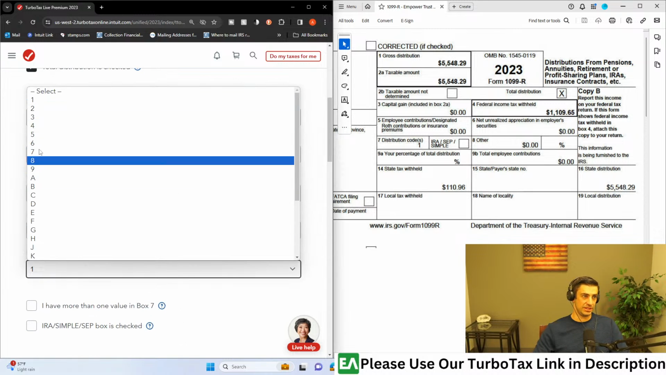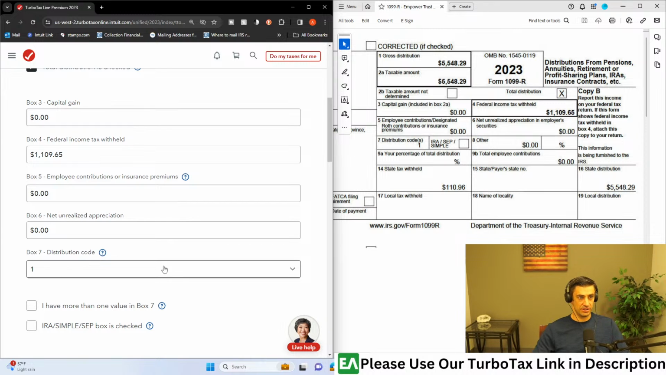Oh, it doesn't even tell you what these boxes are. It should, but it's early distribution. You took it out before you were, what, 59 and a half. So the IRS is going to get you with not only the income tax, which is your tax bracket, like 10, 12, 22, 24, and so on, but also the 10% penalty on that. So you can hit both there. And then the state, same thing.